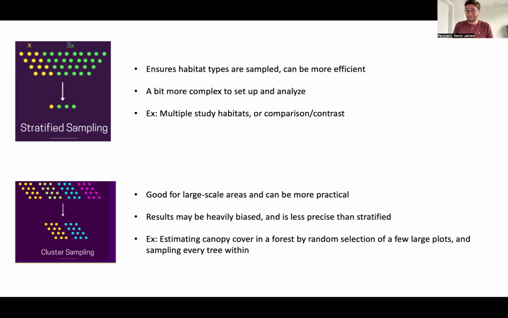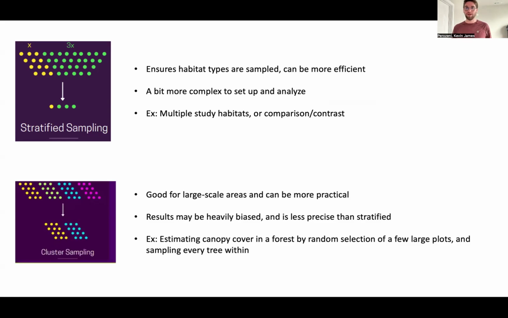So it ensures that you're not missing habitat types. You are sampling them. It can be more efficient, knowing you need to be here, you need to be here. But it can be a bit more complex to set up. You need to know what you want out of the study, where your types are, and what the site looks like. And it is a bit harder to analyze sometimes, because you're introducing a lot more into the study.